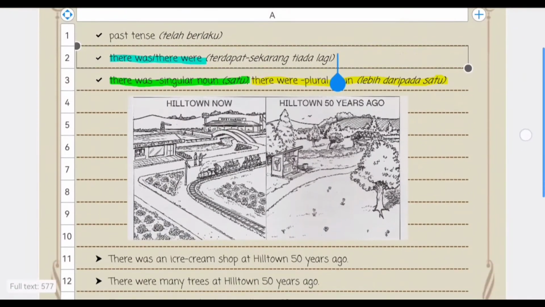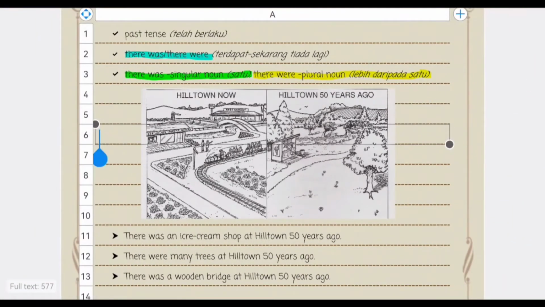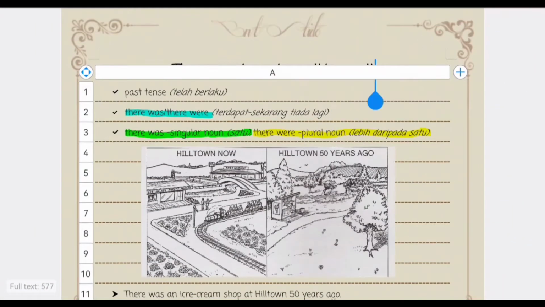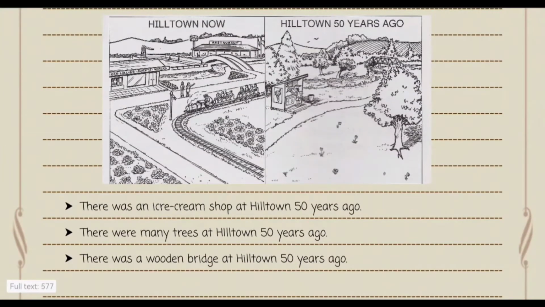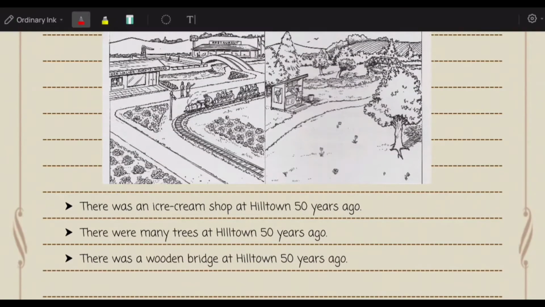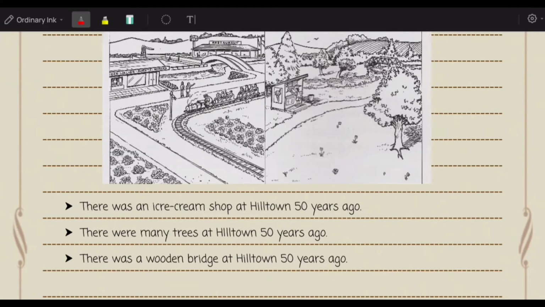Let's look at this picture together. Hilltown now and Hilltown 50 years ago. Sekarang dan 50 tahun lepas. If you look at these two pictures, ada perbezaan dia. If you look carefully, there are differences, terdapat perbezaan. So we are going to use the words there was and there were.